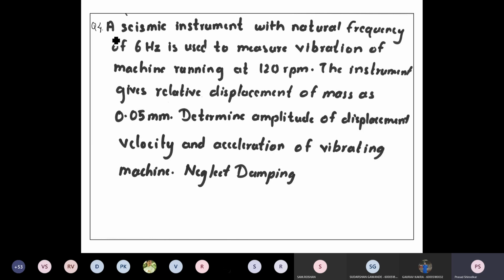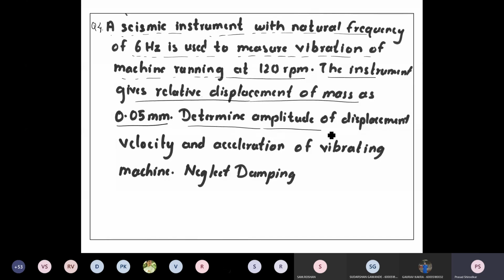So question number 4: a seismic instrument with a natural frequency of 6 hertz is used to measure vibration of a machine running at 120 rpm. The instrument gives a relative displacement of mass as 0.05 mm. Determine the amplitude of displacement, velocity and acceleration of the vibrating machine. Neglect damping. So that is the data. So calculate.